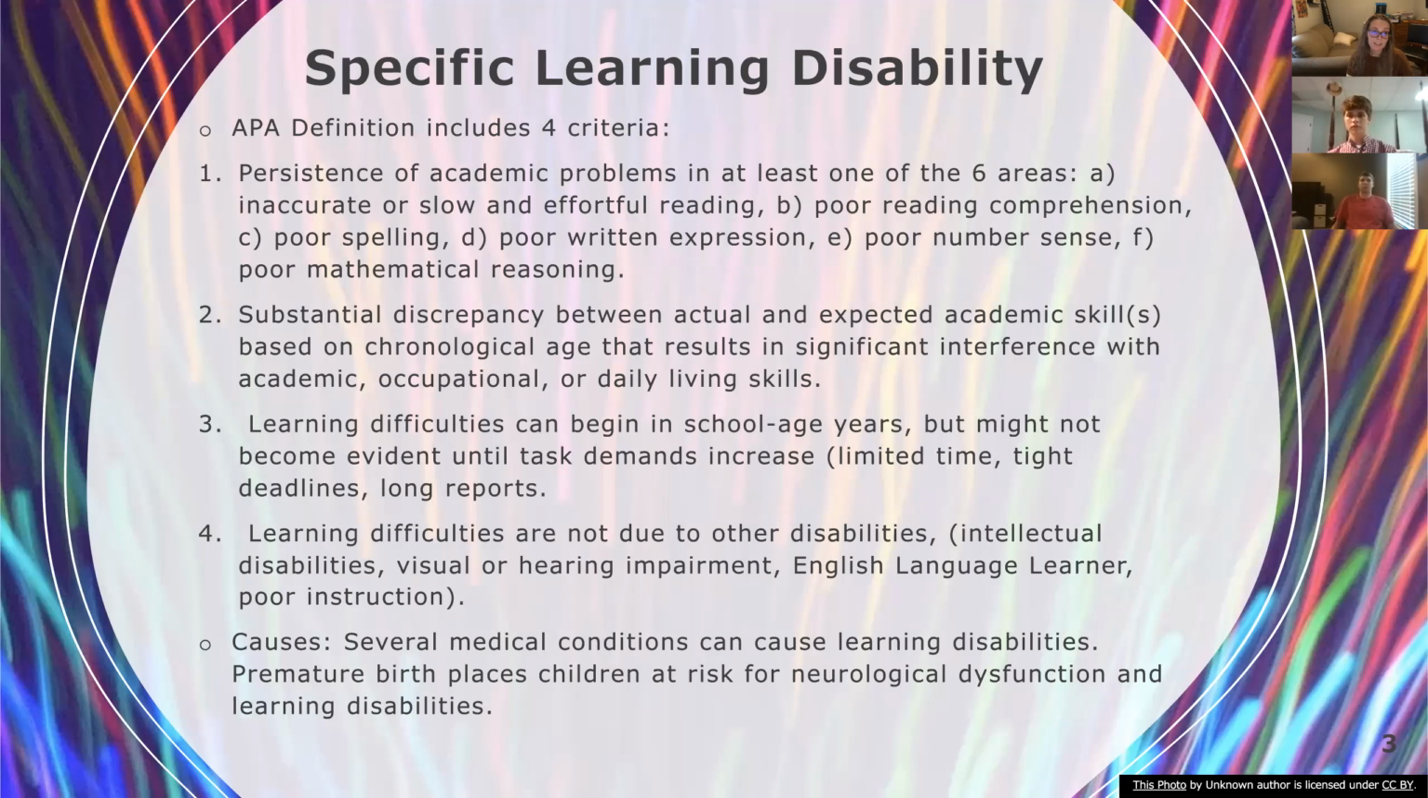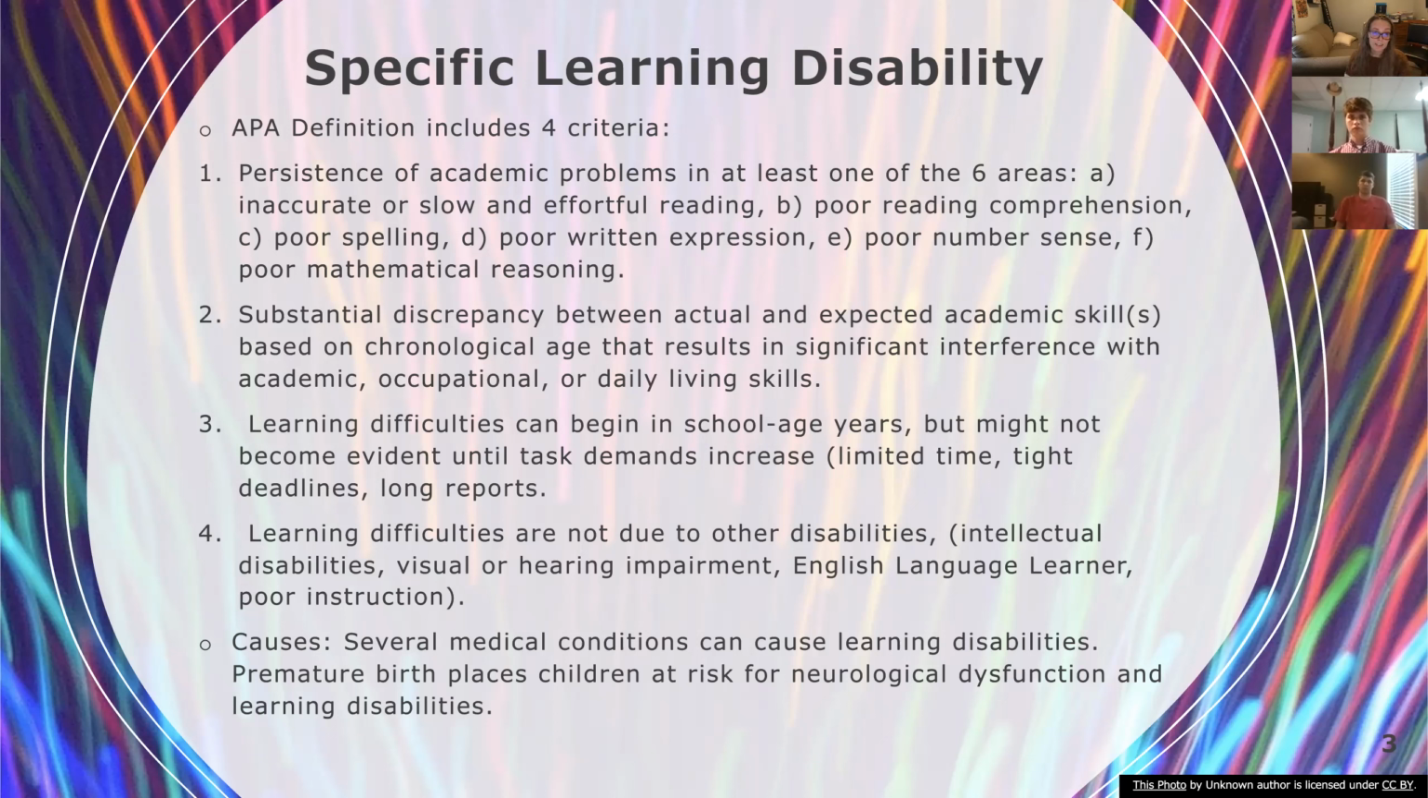The second criteria is that there's a substantial discrepancy between actual and expected academic skills based on chronological age that results in a significant interference with academic, occupational, or daily living skills. The third is that the learning difficulties can begin in school-age years, but they might not become evident until task demands increase. These task demands include limited time, tight deadlines, and long reports.